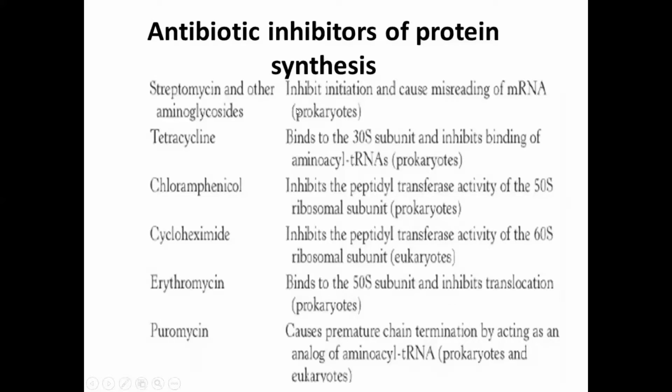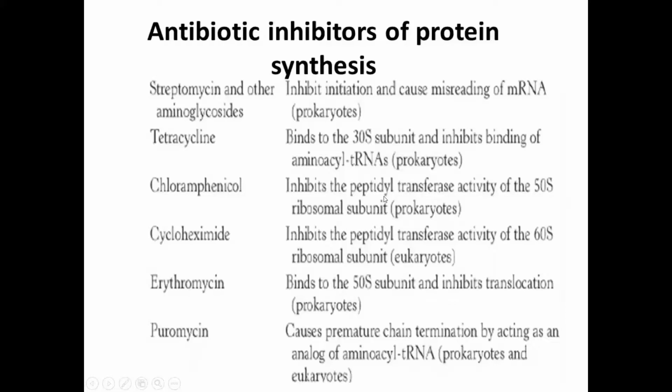This takes place in prokaryotes, so you can use it as an antibacterial, or against prokaryotic cells. Tetracycline binds to the 30S subunit and inhibits the binding of amino acyl tRNA. So it binds to 30S and inhibits the binding of the incoming amino acyl tRNA. Again, effective against prokaryotes, so it can be used as an antibacterial. Similarly, you can just go through these mechanisms.